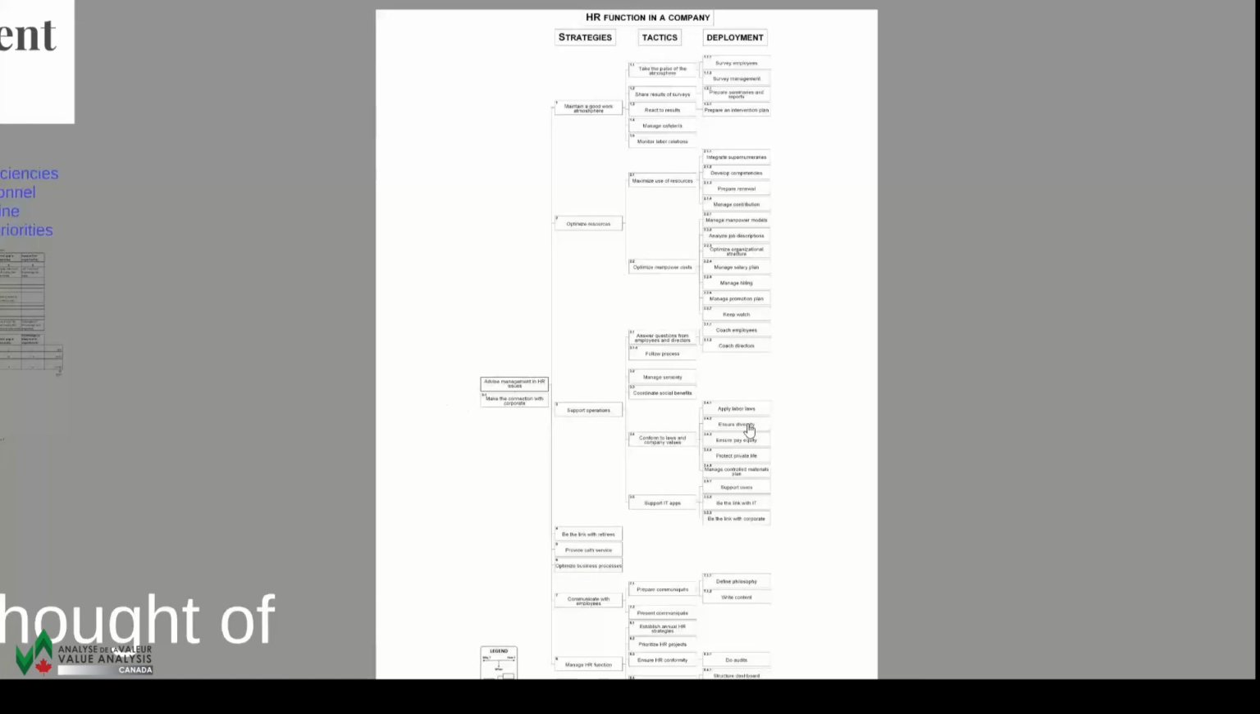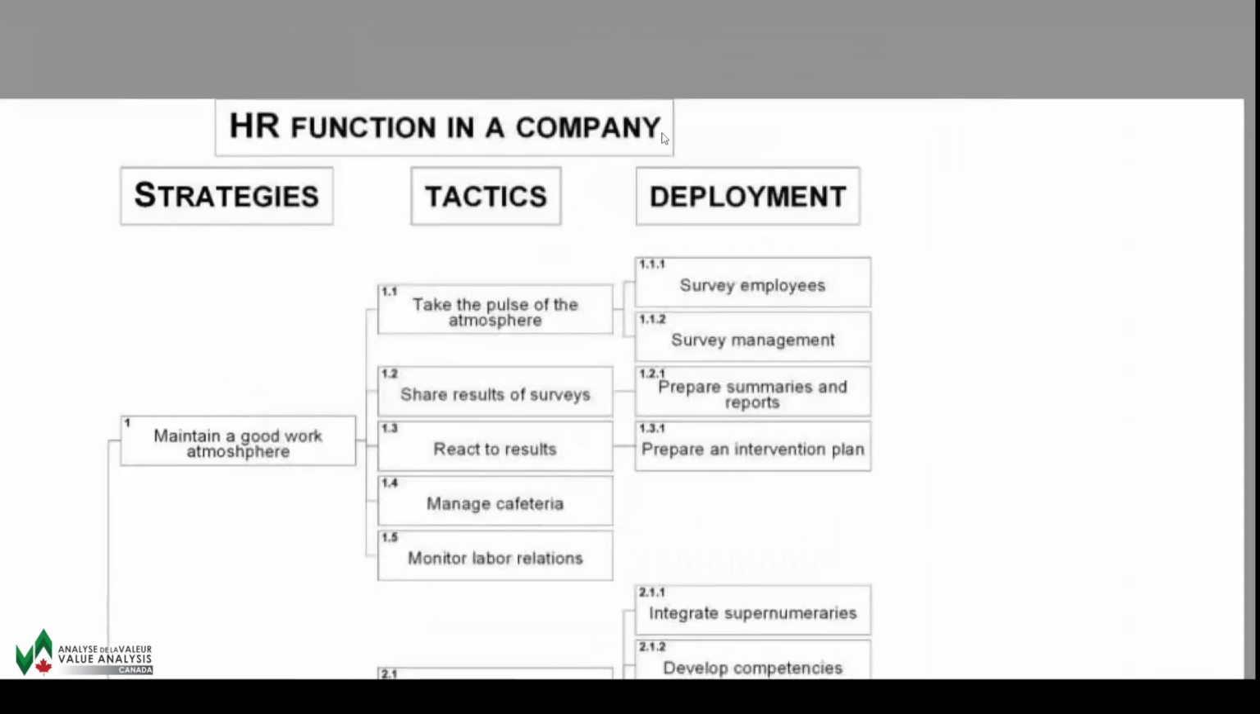So they said, well, we don't know exactly what needs to be done. So these are the different strategies, what an HR generalist will have to do, 8 things, different tactics to apply these strategies, deployment, and all the way to the activities. So let's focus a little bit so we can see something.